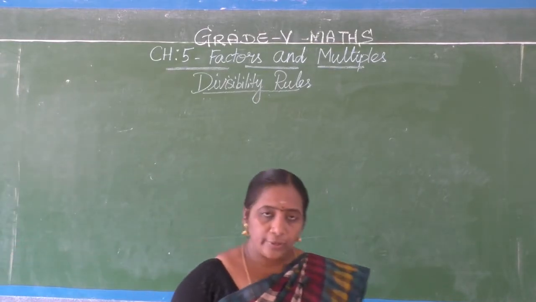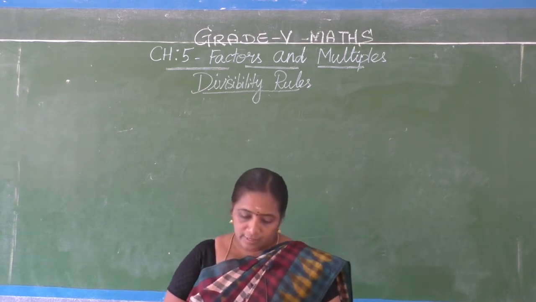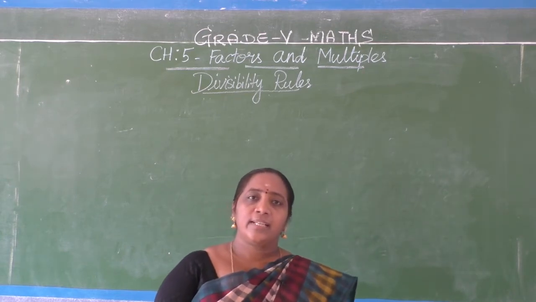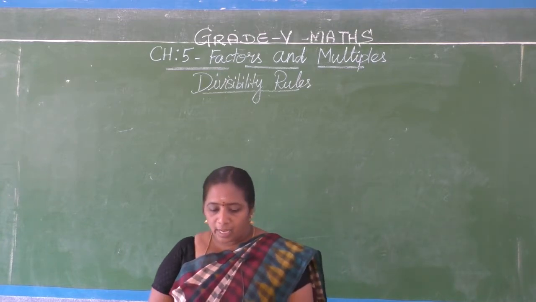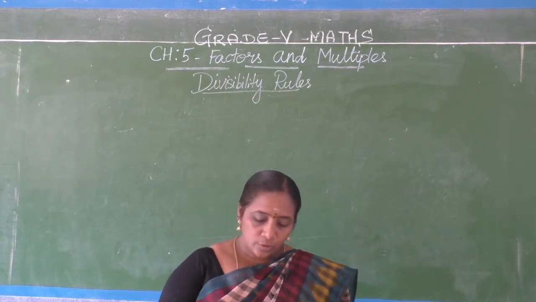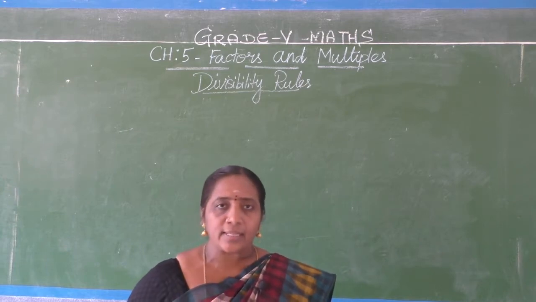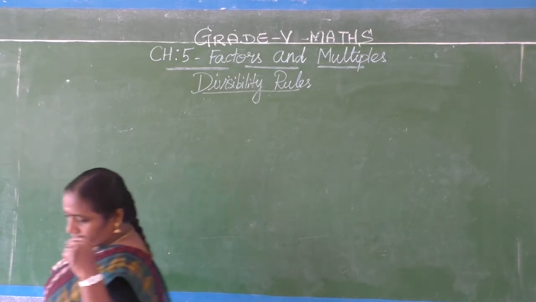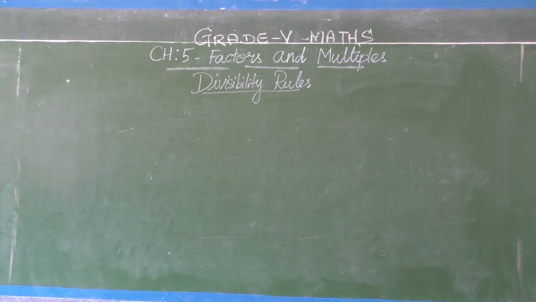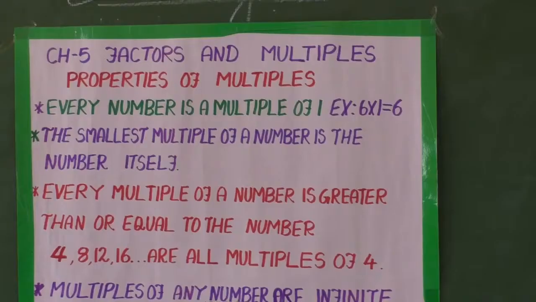Hi children, today we are going to see chapter 5. We already saw in our video class exercise 5.1 and half of 5.2. Today we are going to see the remaining sums, the remaining Romans in 5.2. Okay?